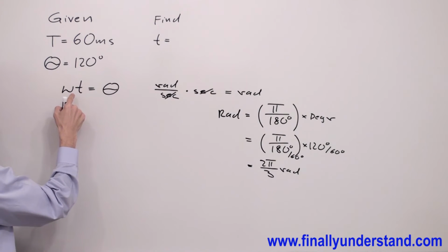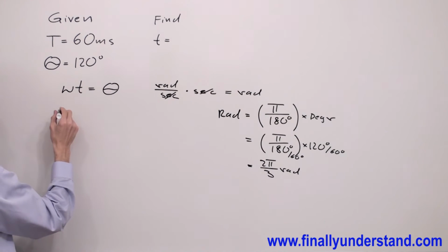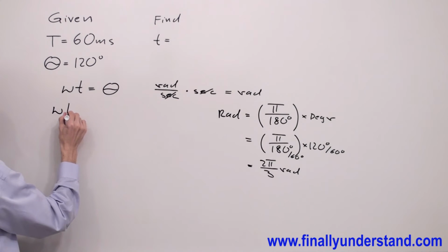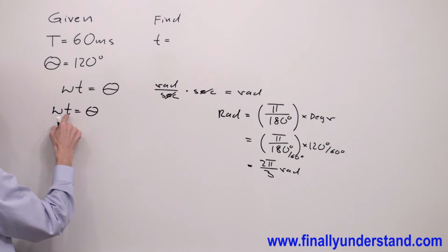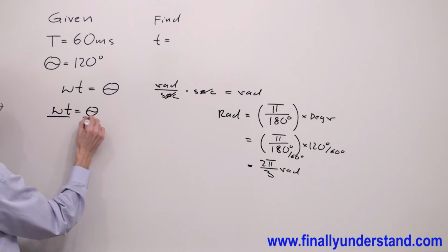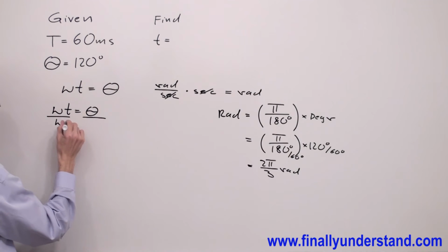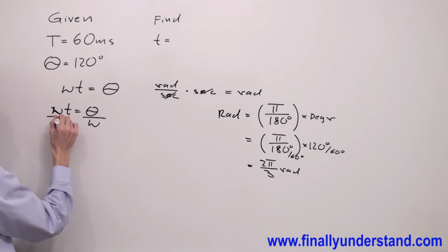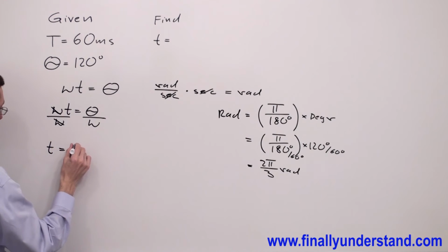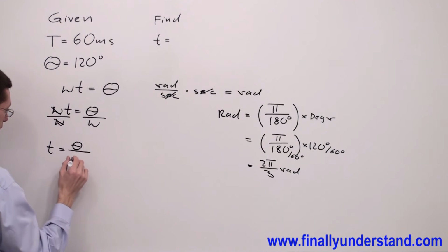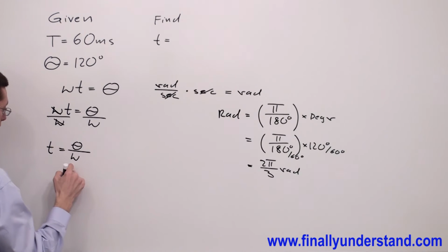Next I have to find t. Let me copy this down: omega t is equal to theta. I have to find t. In order to find t, I have to eliminate multiplication. That's why I have to divide both sides of the equation by omega. Omega and omega will cancel out. t is equal to theta over omega.